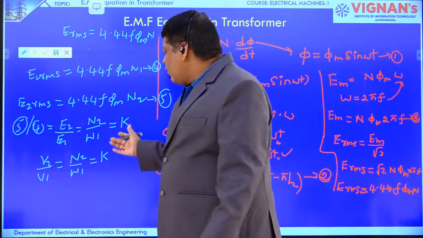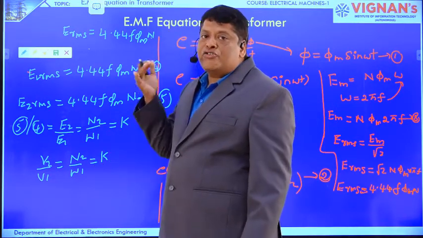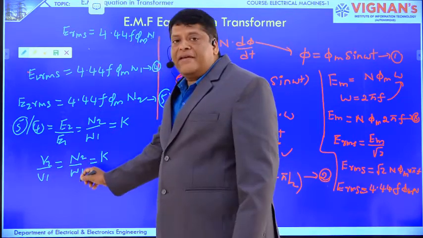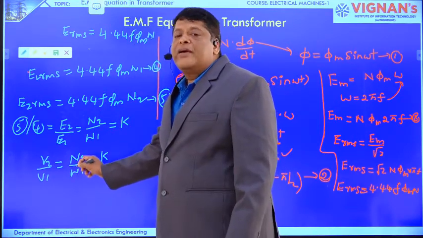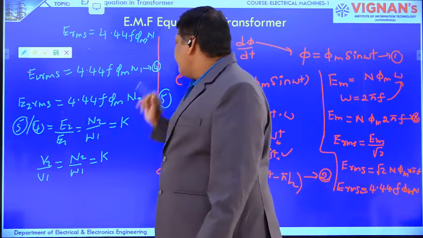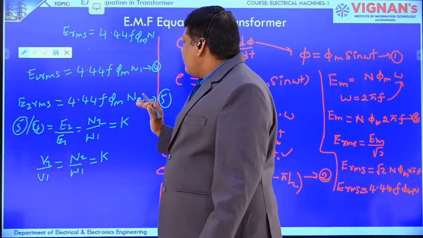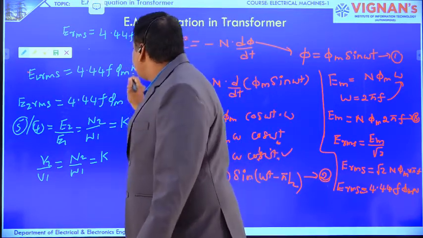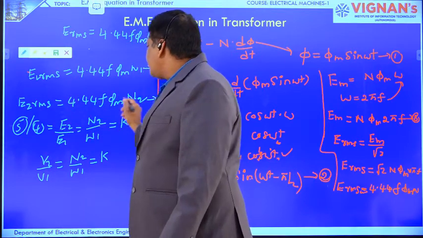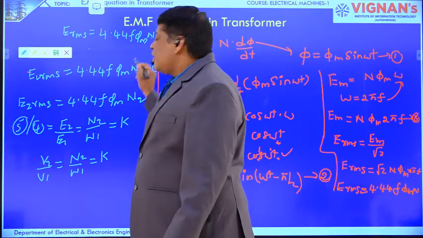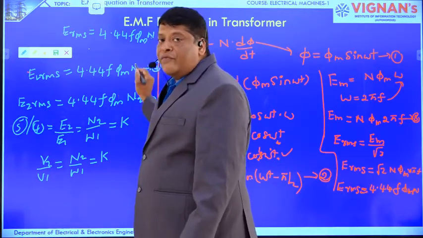That we define as the ratio between the number of turns in the secondary winding to the turns in the primary winding. Now finally, we have an expression for the EMF induced in the winding in terms of frequency, the maximum value of flux, and the number of turns.